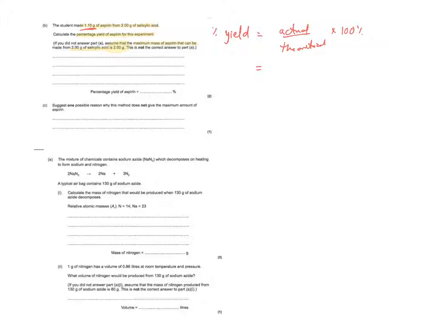Go back to the question, reread it. The student made 1.1 grams. So there's the actual, what they made, of aspirin, and the theoretical, it says assume it was 2.5. We got a different answer on the page before, but I'm just going to use their answer. Times it by 100% equals 44%. So if you would have used the previous answer for the theoretical yield, you'll get a different answer, but I've used the one that they've given me.